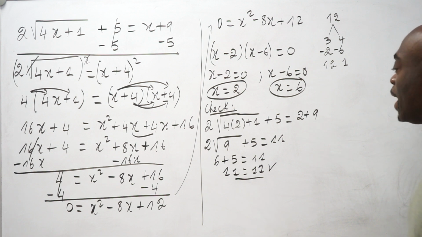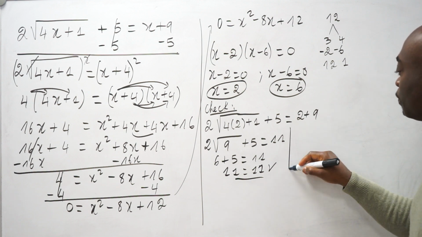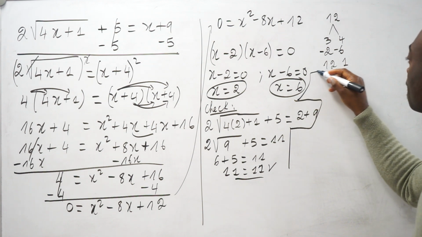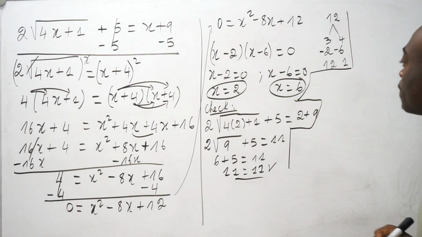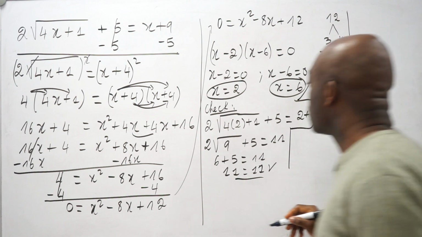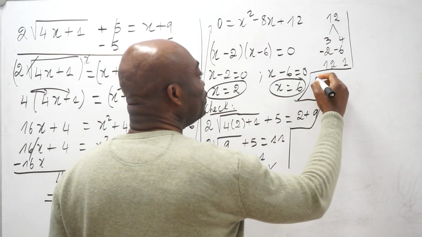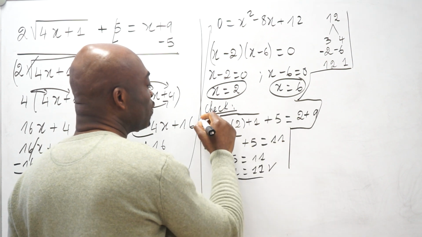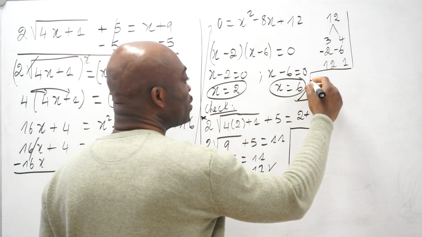So if this is a true statement, that means this answer, x equals 2, is good. Now we're going to do the second one, because we have to check both. I'm going to need some space here. We're doing the same thing. We're checking for x equals 6. This one was for the first one, and this one is for the second one.